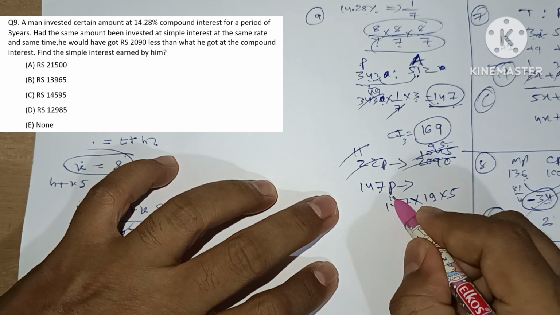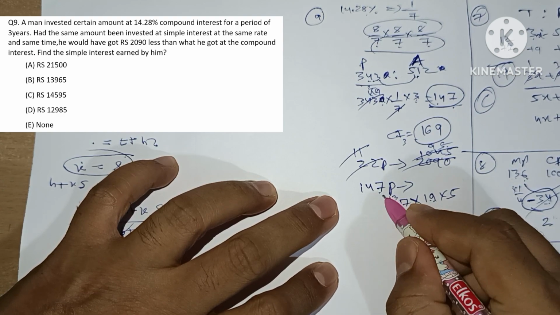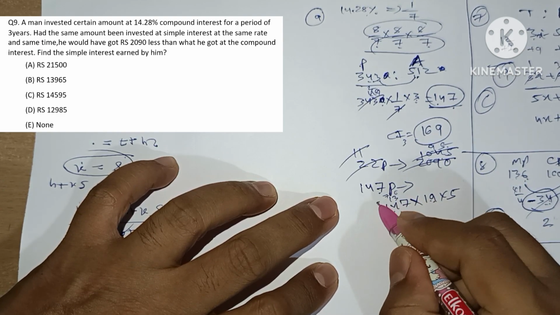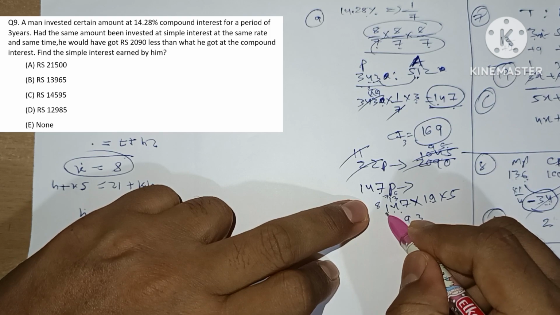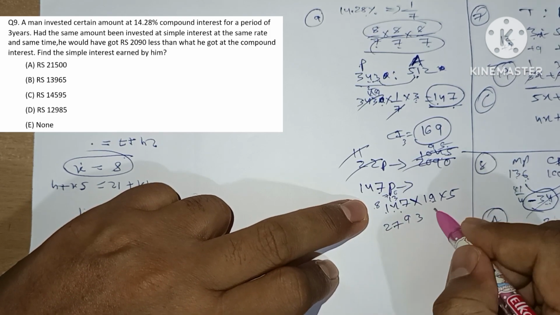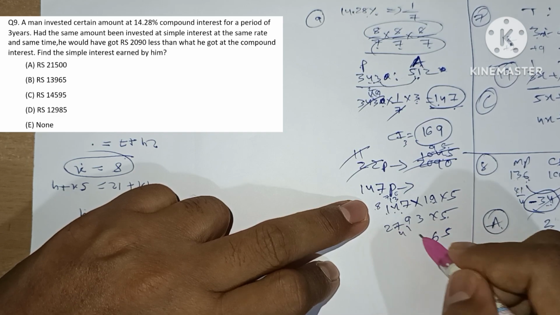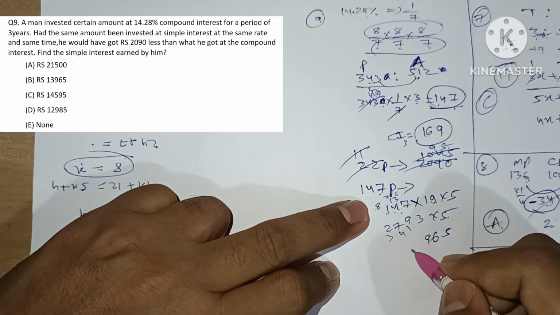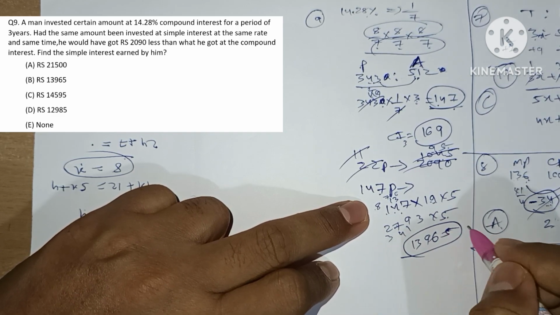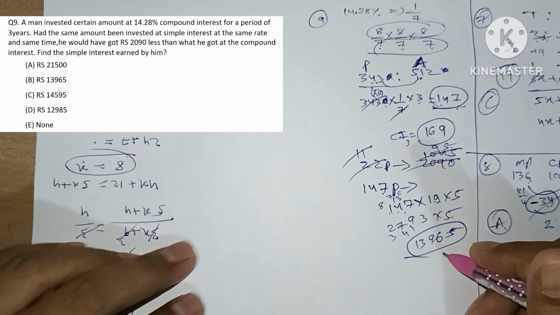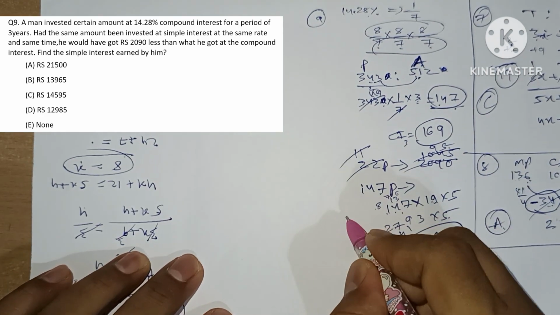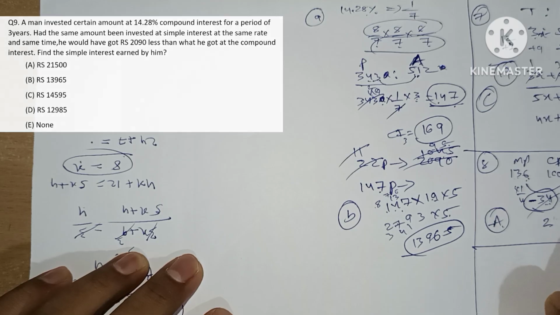19 7 times will be 133. 19 4 times is 76. So 9 left with 8. 19 1 times 19. 19 plus 8 is 27, into 5 times. So the answer is 13965. Option B is our answer for the 9th question.